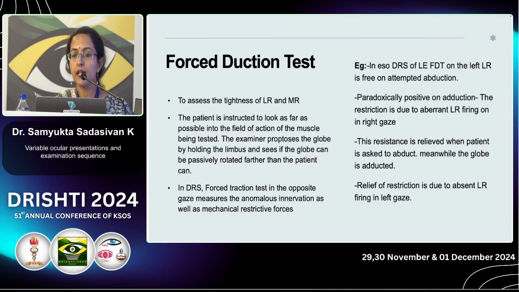Suppose there is an ESO-DRS in the left eye, type 1. FDT on the affected left lateral rectus would be free. FDT negative on attempted abduction, because there is no LR innervation. On the other hand, when you do this on adduction, this will be paradoxically positive because on adduction, the LR gets the anomalous innervation. Now, this resistance gets relieved when the patient is asked to abduct the eye because the globe is now not getting any innervation in abduction. So relief of restriction is due to absent LR firing in left gaze.